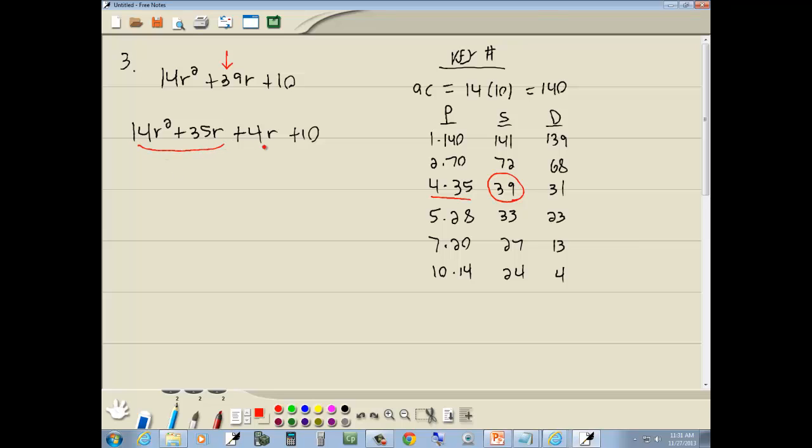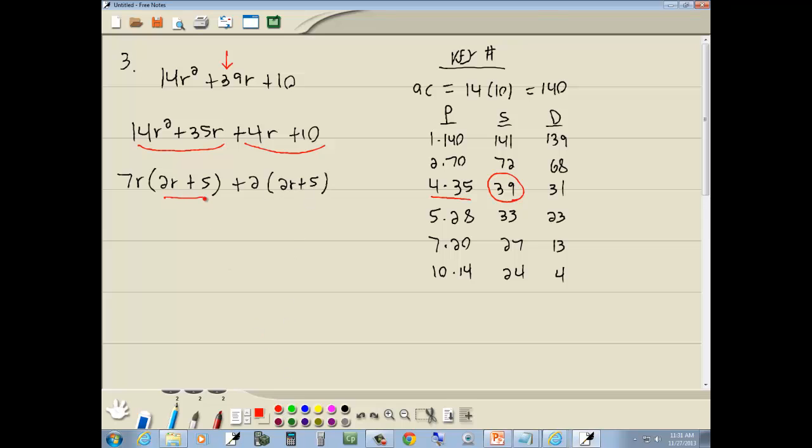Now we're going to factor by grouping. Group the first two together, group the last two together. The first two are both divisible by 7, and they have an r. So that gives us 2r plus 5. Now the second group, both divisible by 2, so I factor 2 out, and that gives us 2r plus 5.